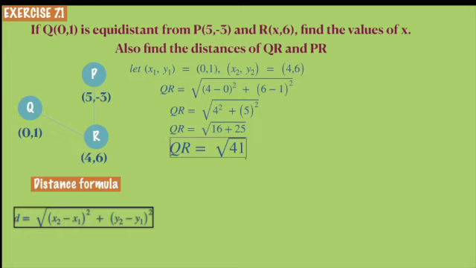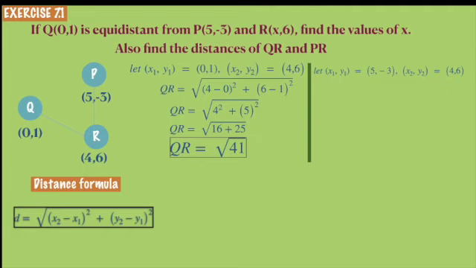Our answer is exactly right. Why? Because QP is already calculated as root 41. We got QR also as root 41. Therefore, according to the given data of the problem, the P and R are equidistant from the Q. Therefore, we got the same answer. The second part is, now we have to find the distance of PR. The data is x1, y1 is equal to 5, minus 3.